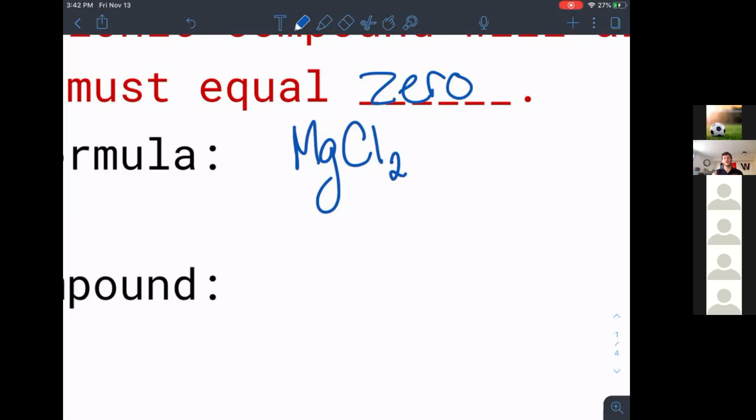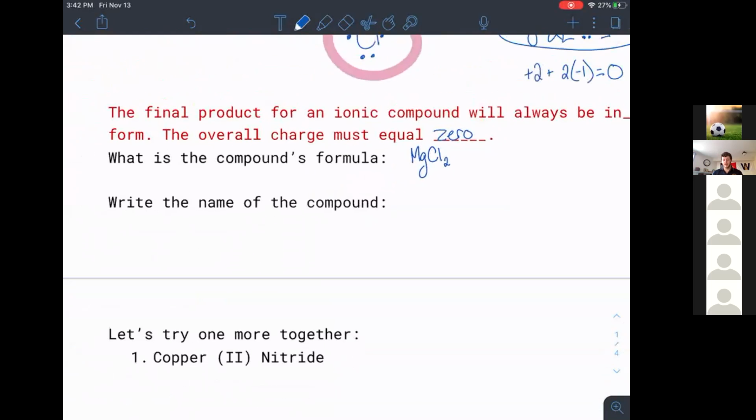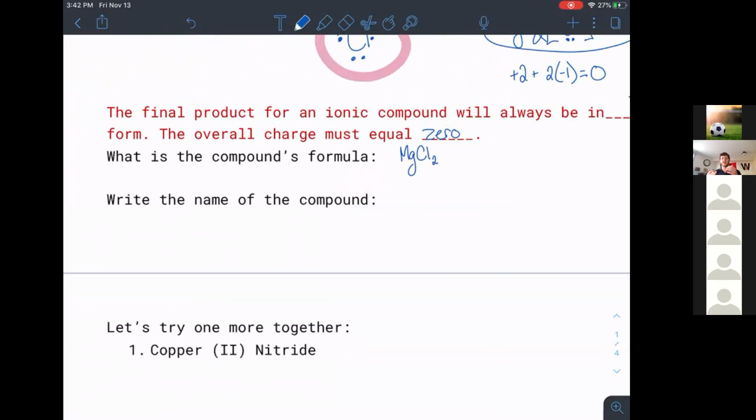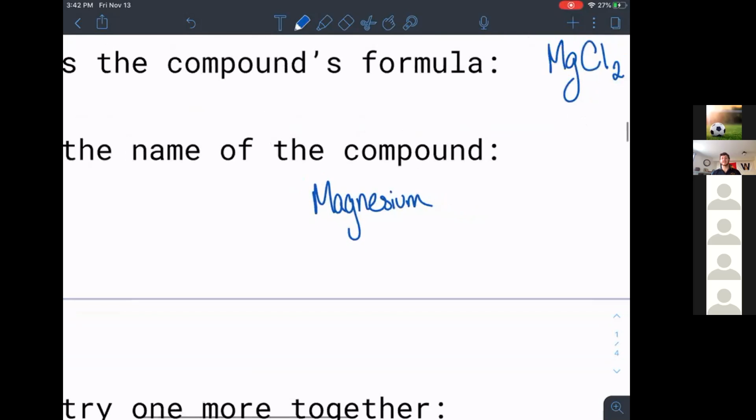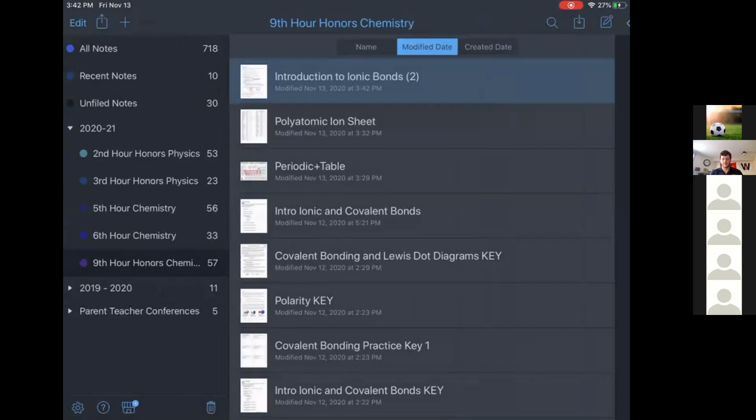All right, we have one more thing we have to do. We have to name it. So when we're naming it, which element goes first, the metal or the non-metal? The metal goes first. And what is our metal here? Magnesium. All right, and is magnesium a transition metal? Yes. All right, let's check.